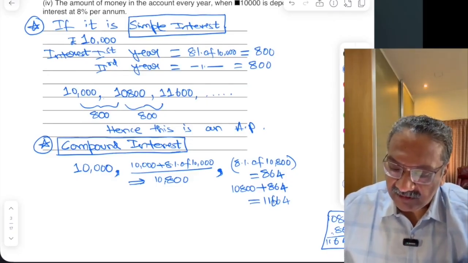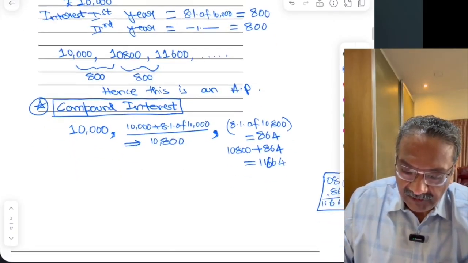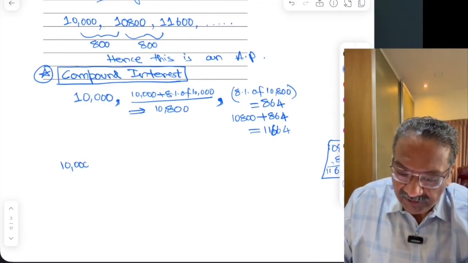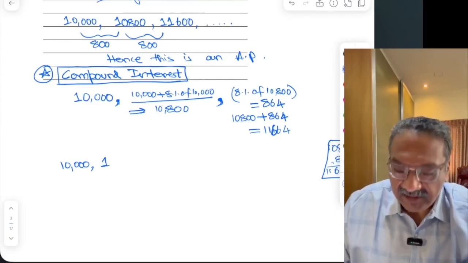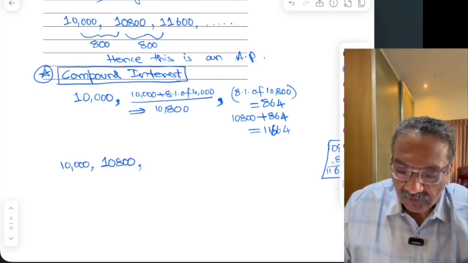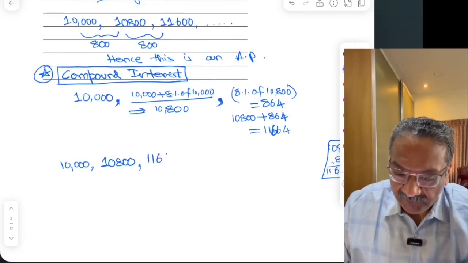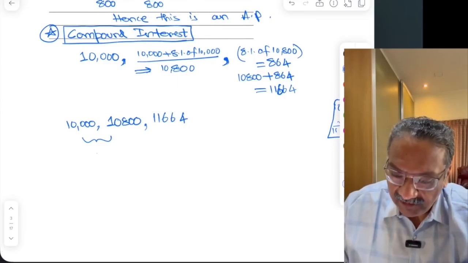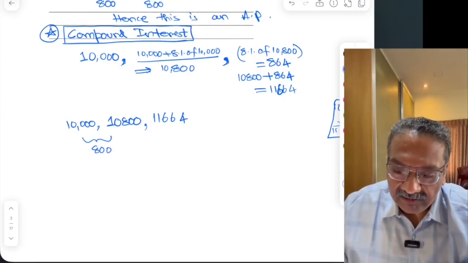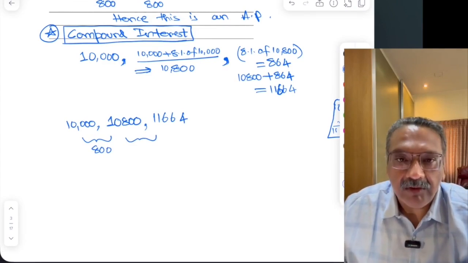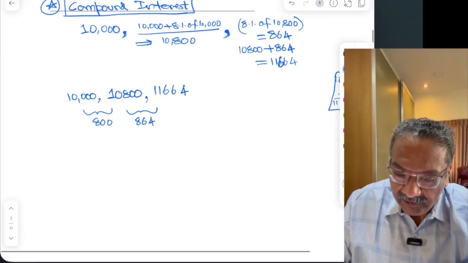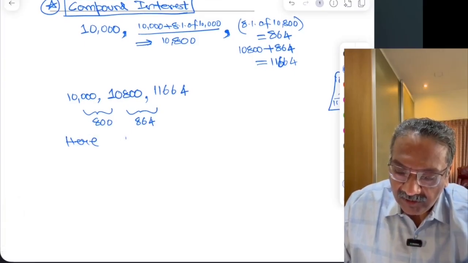Now, these are the three terms. Initially it is 10,000. After 1 year the amount becomes 10,800. After second year it becomes 11,664. Now, what is the common difference here? Between first and second term is 800, and between second and third is 864. So, here A2 minus A1 is not equal to A3 minus A2.